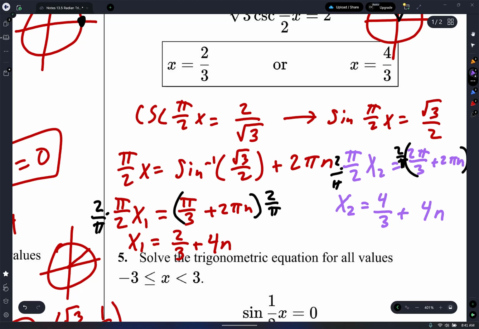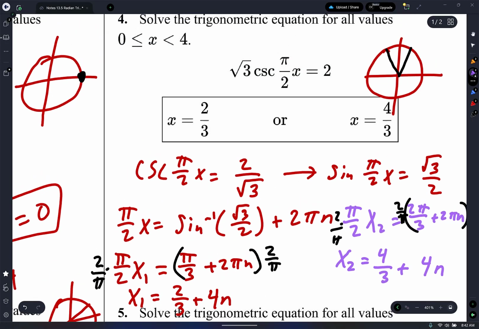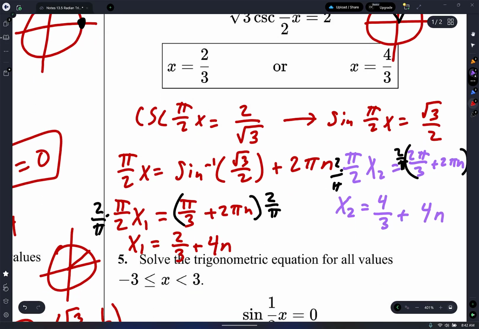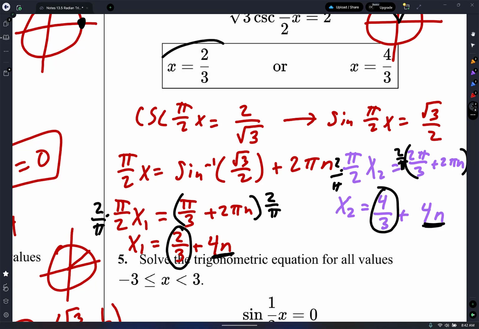All right, let's see, what's my domain? Between 0 and 4. So 4 is already at the edge. Remember, that's a period, so I got to keep adding 4 to it. But I'm not going to add 4, because if I add 4, it's going to take me outside the domain. So my answers are 2/3 and 4/3. And look, there it is, 2/3 and 4/3.